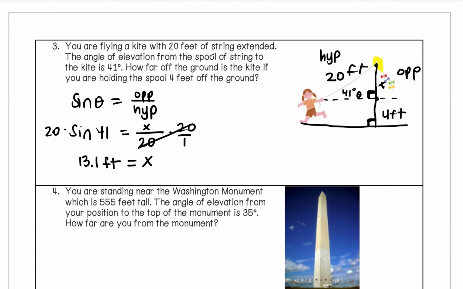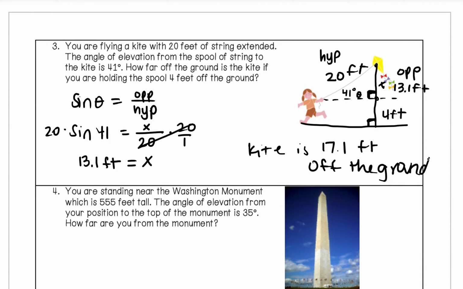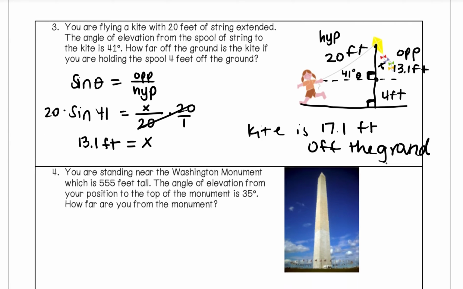Now the question says, how far off the ground is the kite if you're holding it 4 feet above the ground? So we have this distance now saying, well, this is 13.1 feet, and then the distance from there to the ground is another 4, then the kite is actually 17.1 feet off the ground, because we're adding that 4 and 13.1 there.